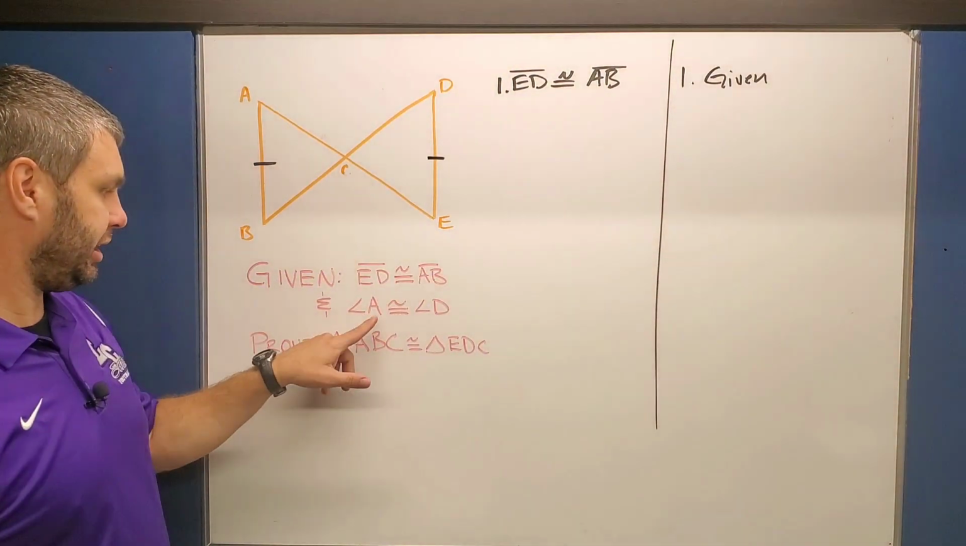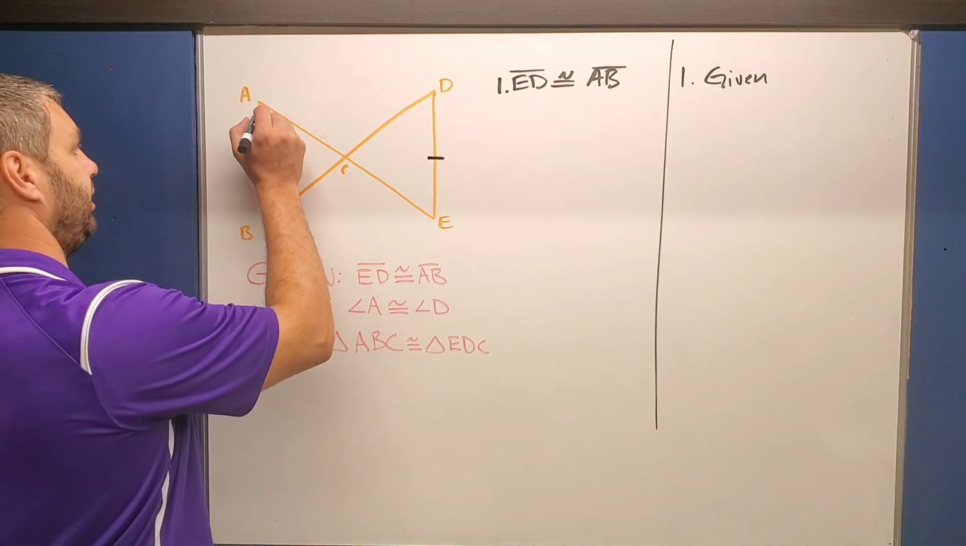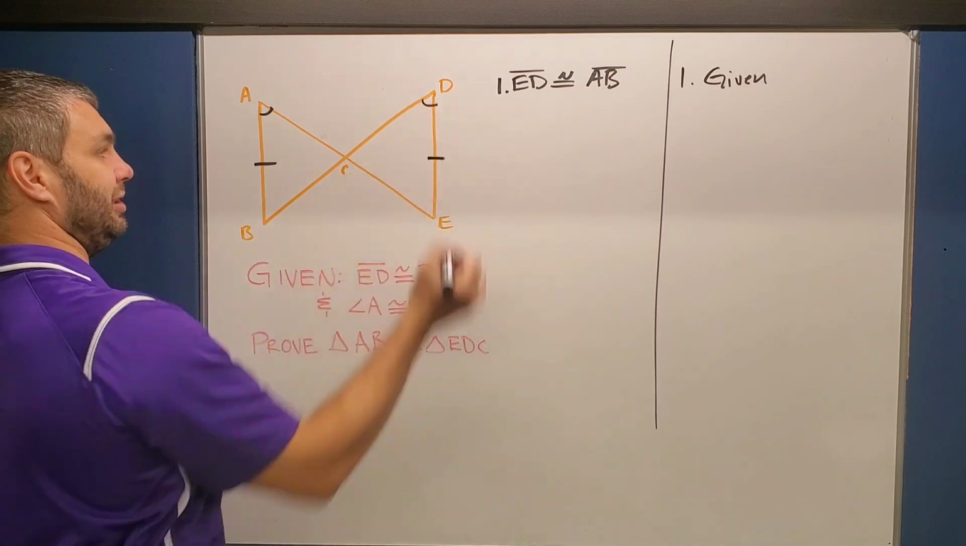Okay, what else do they give us? They give us that angle A and angle D are also congruent. So again, mark that up, angle A and angle D.